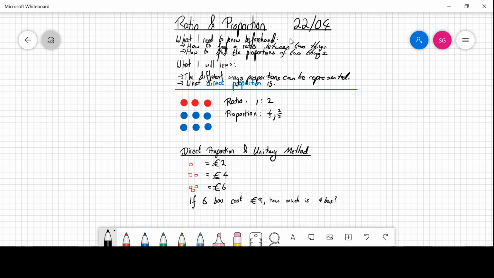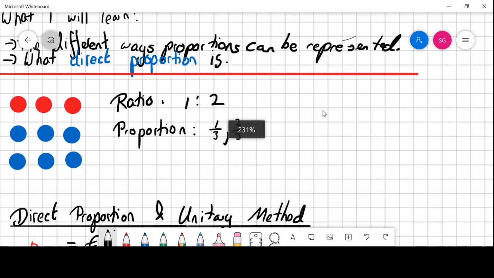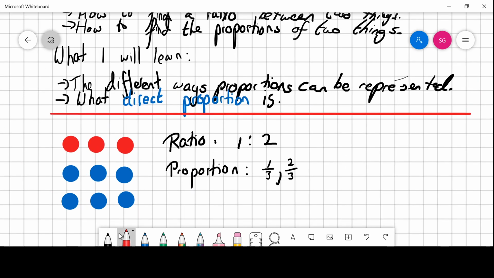Let's look at what we're going to learn though. What we're going to learn is the different ways in which proportions can be represented. I've only shown you one way that you can show a proportion. And then also learn what direct proportion is. And actually, I've kept something out there. So I'm going to throw another new term we're going to deal with here, which is the unitary method.